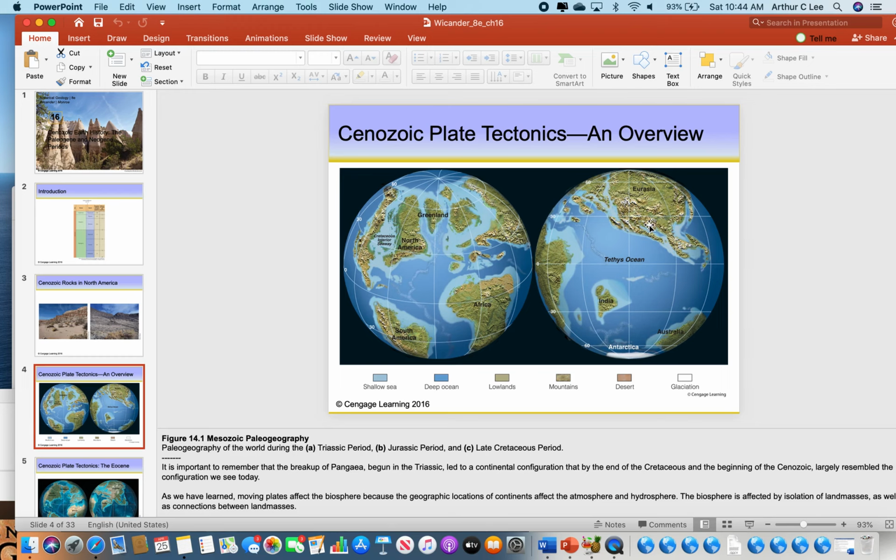Bottom line is, by the end of the Mesozoic, the world is starting to look more familiar to us. Still, it looks much different. The Atlantic Ocean is not as wide. India, pay special attention to India. India is an island all the way down here in the southern hemisphere. Australia had just broken off of Antarctica, by the way. But here's India here. We want to pay special attention to India because something's going to happen with India.